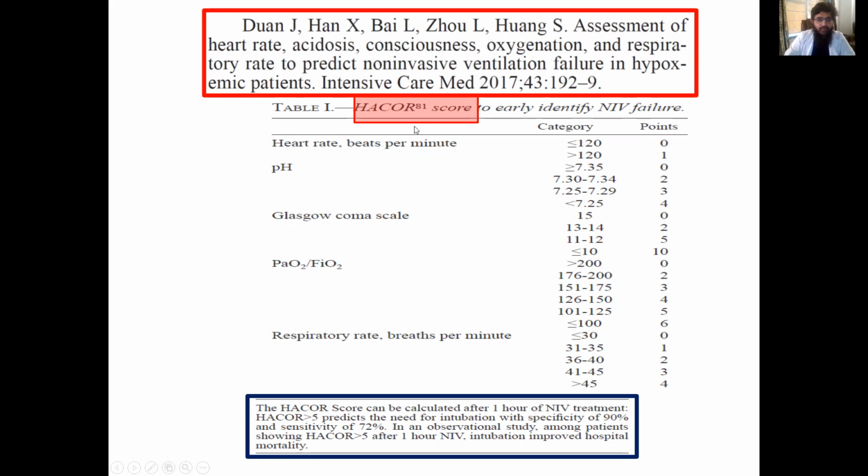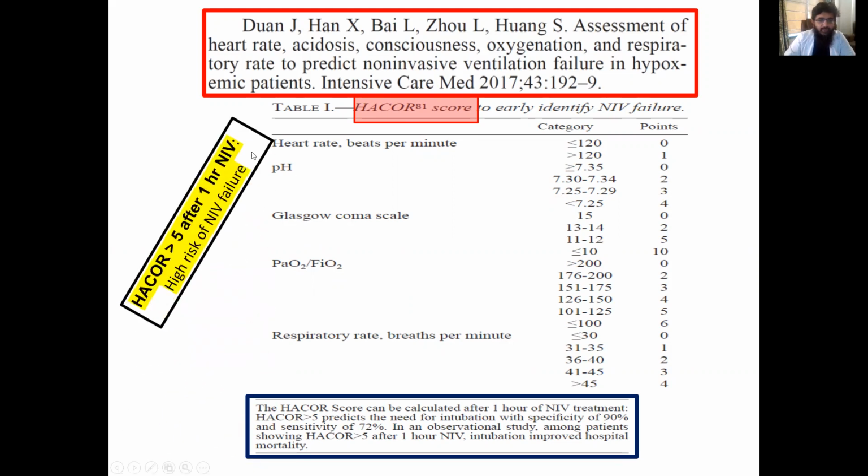A few years back, the HACOR score was proposed, although it's not validated, to identify patients who are at early risk for NIV failure based on heart rate, acidosis, consciousness, PF ratio, and respiratory rate. And they found that a HACOR score of more than 5 after 1 hour of NIV would predict NIV failure in our patients.